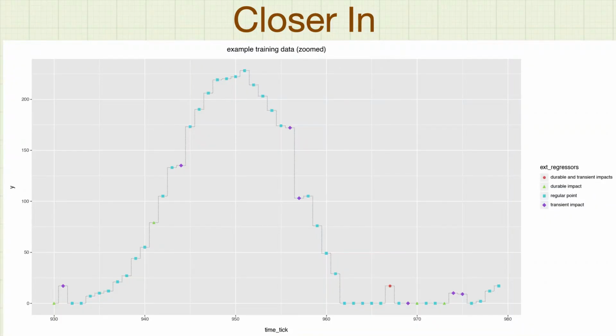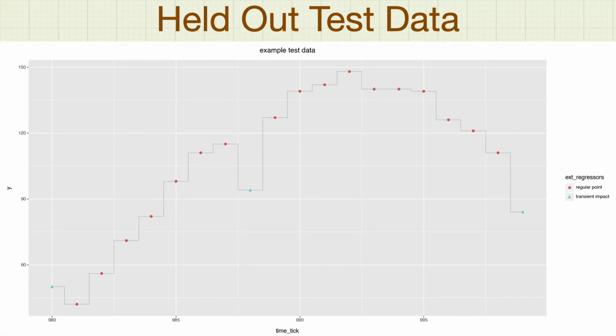So here's a zoom in on our training data. In this right region from around time tick 970 is where the system is 0 for a while, and then it comes out of it. And then here's our held out test data. It comes out of that 0 region, arcs up and down, and we don't want to predict one time tick out. We want to predict 20 time ticks out from time 959 to get all these other time ticks. This is our near future arc. That's the business request: predict 20 days out from now.